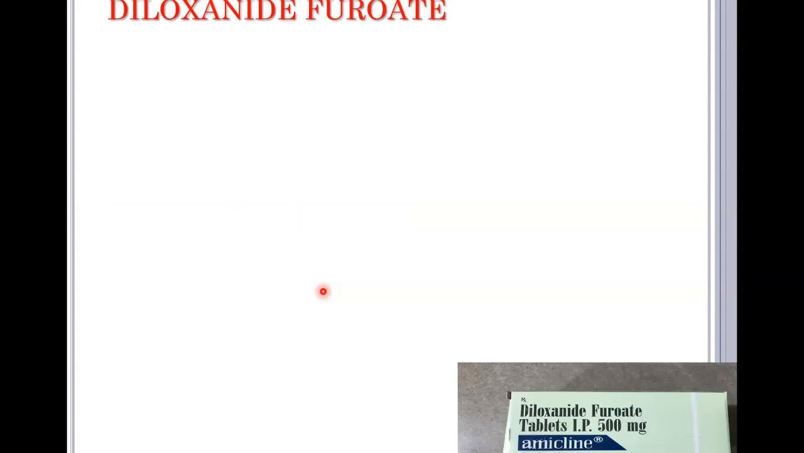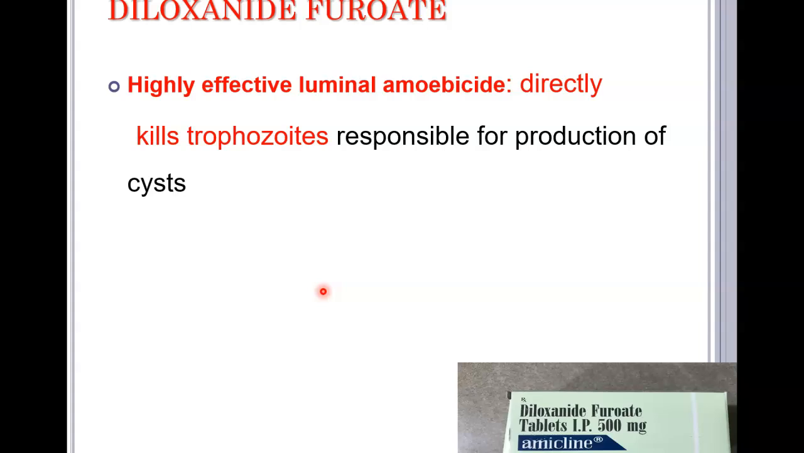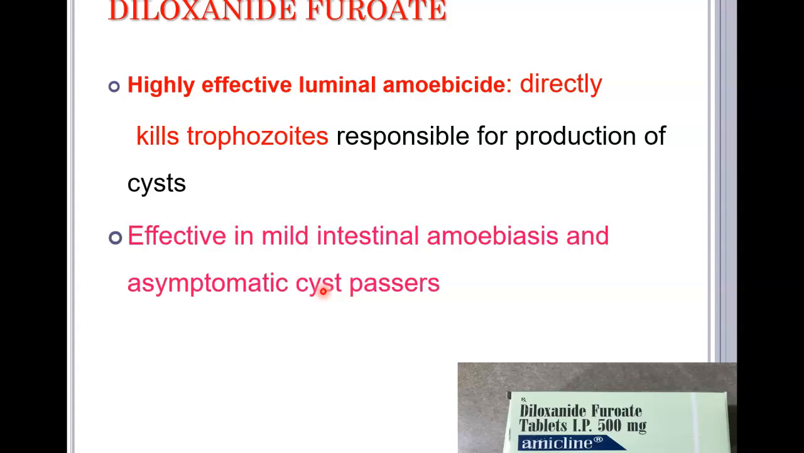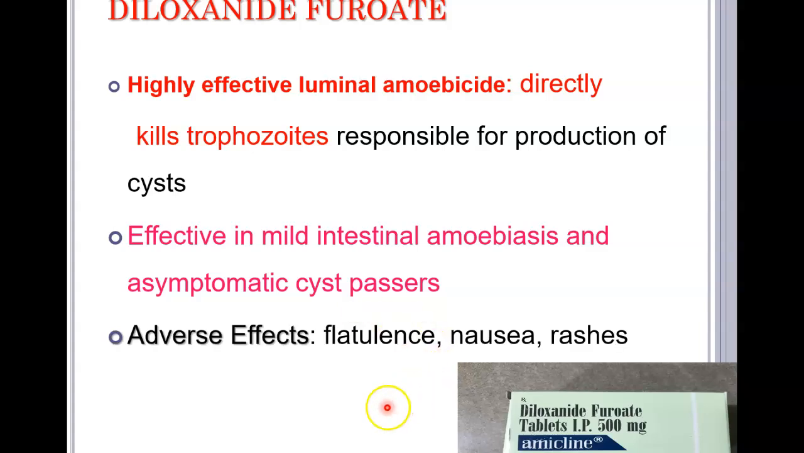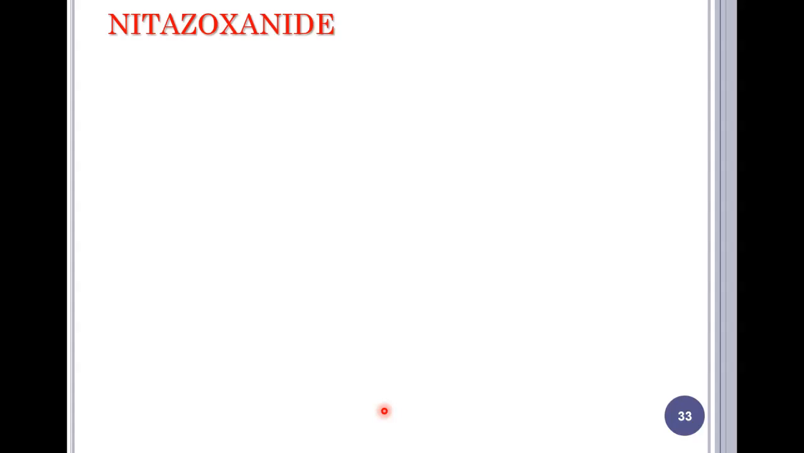Coming to the next group, that is luminal amebicides. Diloxanide furoate is commonly used as the luminal amebicide because it is highly effective. It directly kills trophozoites responsible for production of cyst. Diloxanide furoate is effective in mild intestinal amoebiasis and asymptomatic cyst passers. Adverse effects include flatulence, nausea, and rashes.